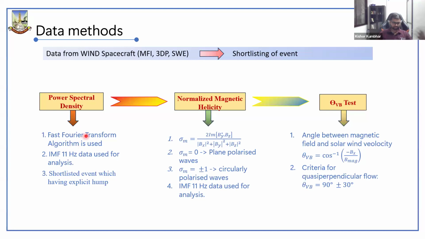Later on, we further narrowed down our events by running the normalized magnetic helicity test to identify the wave polarization and to get the signatures which are similar to KAW waves. And finally, we use the theta wave test to confirm our observation whether it is exactly a KAW wave. So let us see one by one how we proceeded with the observation of KAW waves.